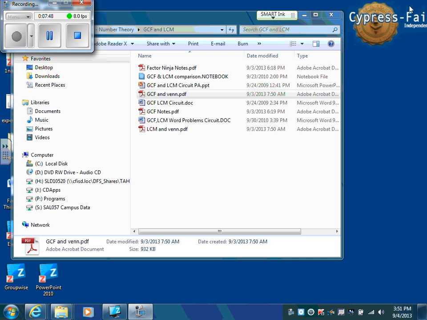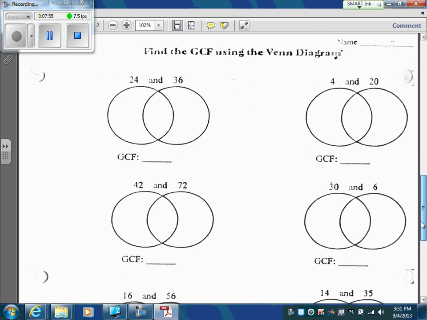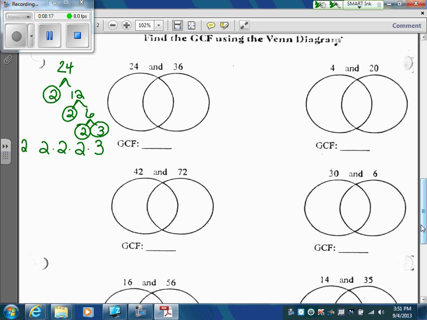Okay, let's move on to the Venn diagrams. Let's open up our file. Venn diagrams. Find the GCF. We're going to start with your prime factorization for 24. Break them down until you have all prime numbers. 2 times 2 times 2 times 3. That's for 24. Then let's do the same for 36.